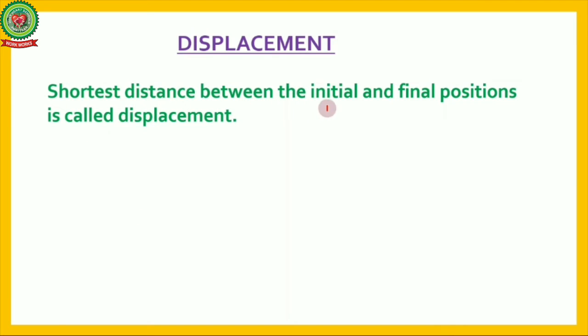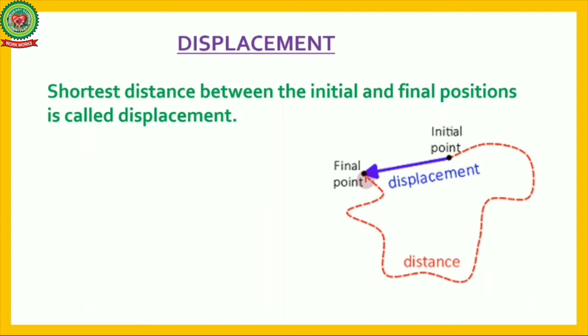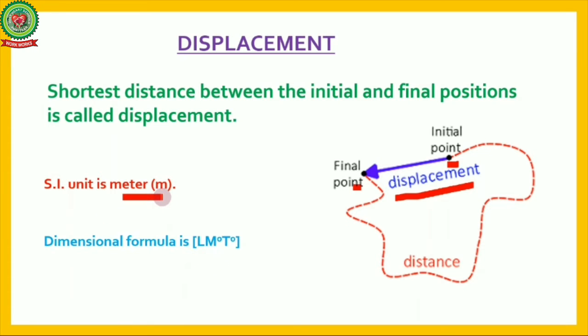Now next is displacement. The shortest distance between the initial and final position is called displacement. For example, we have an initial point and a final point. This red dot represents the distance, like we have seen in the previous slide, and the shortest distance between the initial and final point is called displacement. The SI unit of displacement is meter. So both have the same SI unit. Also its dimensional formula is 1 in L, 0 in M and 0 in time. So unit and dimensional formula for displacement and distance are both the same.